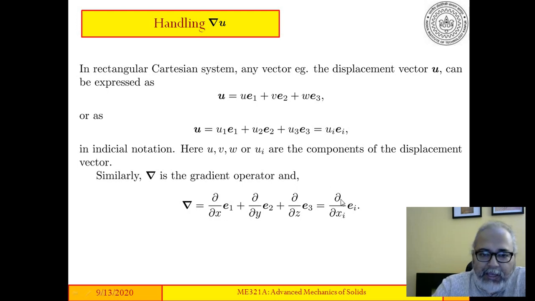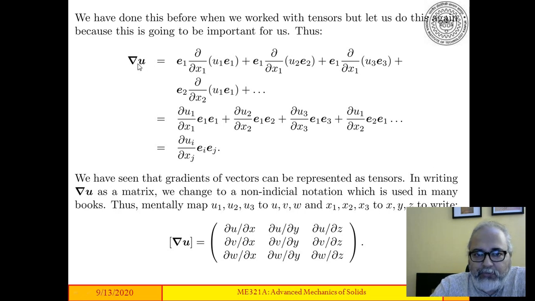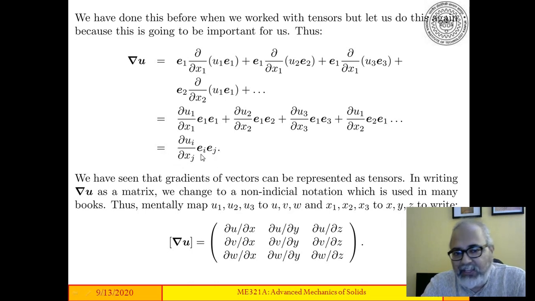We know this. And then when we do gradient of u, we get a second order tensor where we have these dyadics e1 e1, e1 e2, and so on. As we multiply nabla with u, we have a vector representation of u, we have a vector representation of nabla, multiply the two together. Remember that we don't need to take derivatives of e1, because this is a fixed basis, so we will get del u1 del x1 only. So doing all that, this is what we will get. We have done this before, and finally, if we write it in indicial notation, we will write it as del ui del xj ei ej.